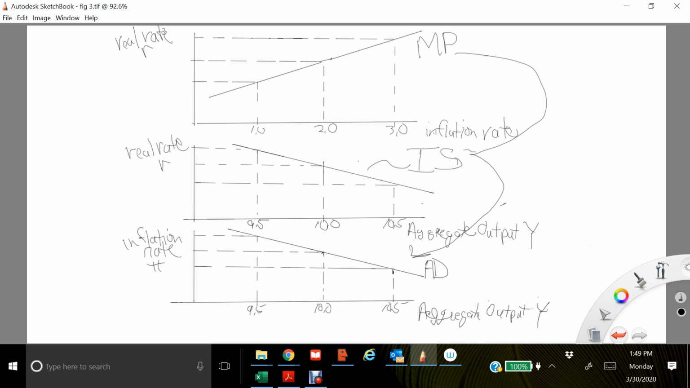So, let's say inflation is 1%. Oh, I didn't put my values here. Let me put my values. This is 1.5. This is 2. This is 2.5. This is 1, 2. Okay, of course, you're going to have to go over this a little bit.